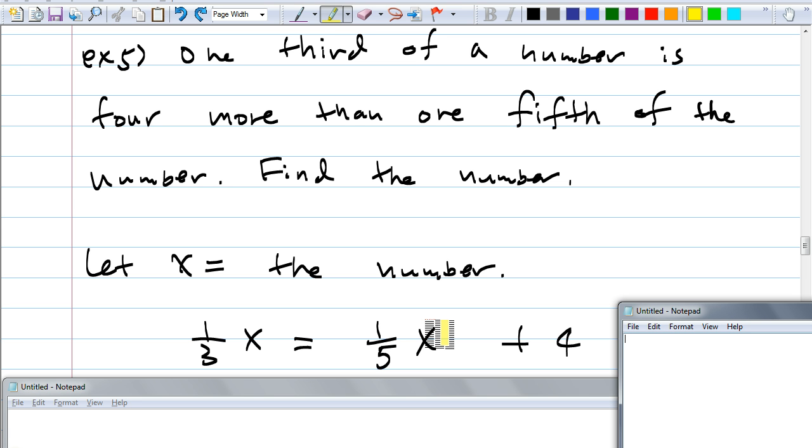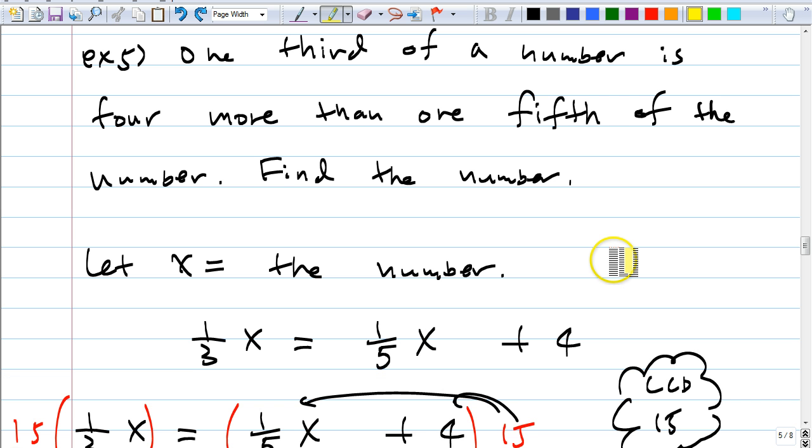If you got this equation, then you should all be able to solve this without much problem. Anybody need more time to solve? I think most of you are done already. Okay, what do we do here? Dana, what should I do to both sides of this equation? Multiply both sides by the LCD of 3 and 5, which is 15.